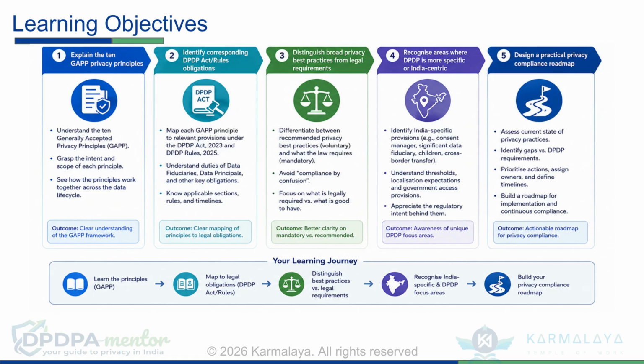For example, the GAPP principle of notice must be implemented under DPDP through clear and accessible notices that explain the data being processed, the purpose, rights, and grievance mechanisms. You should also understand that a privacy program can be broader than the minimum legal requirement. GAPP may encourage governance practices that are not expressly mandated in every situation under DPDP.